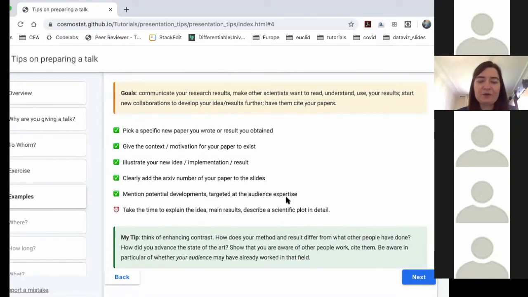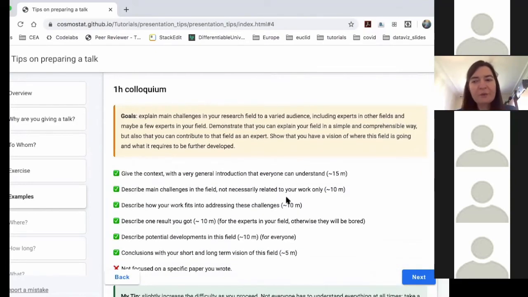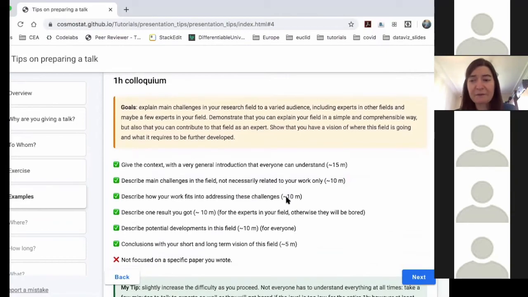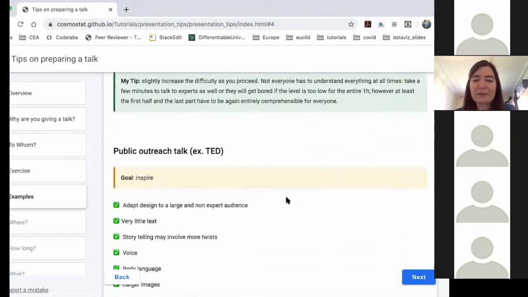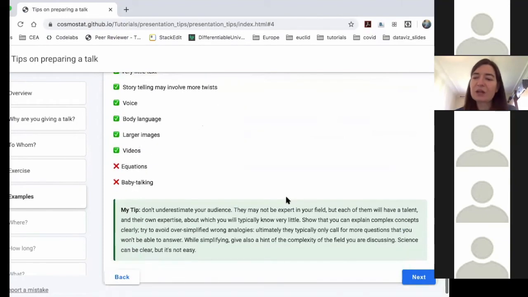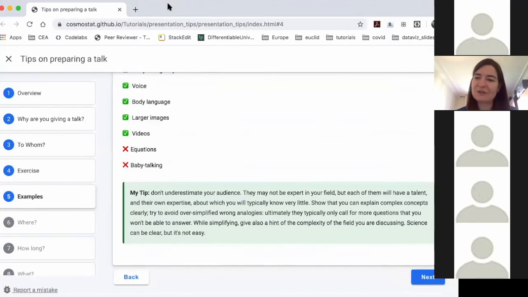So I leave you now with the, again, descriptions also of the colloquium, which has a structure that actually is very different from just a generic scientific seminar or a public outreach talk. So you can go there maybe afterwards, or we can discuss that afterwards if you want. If you're interested in a particular situation, don't hesitate to contact me.